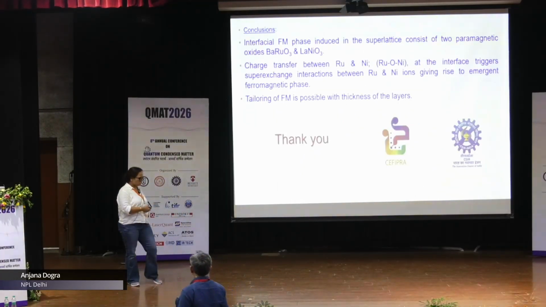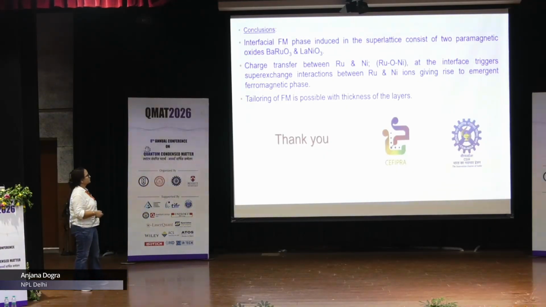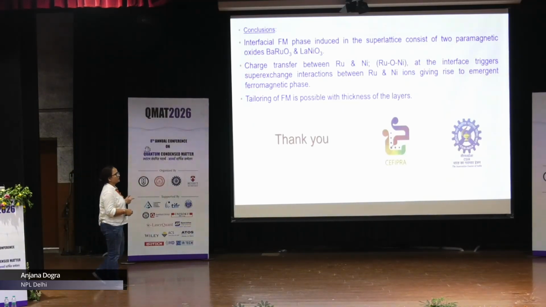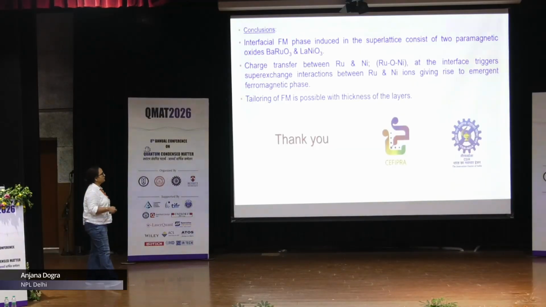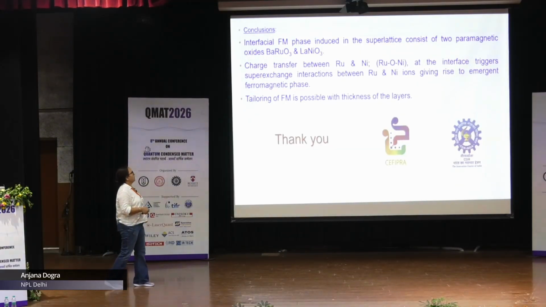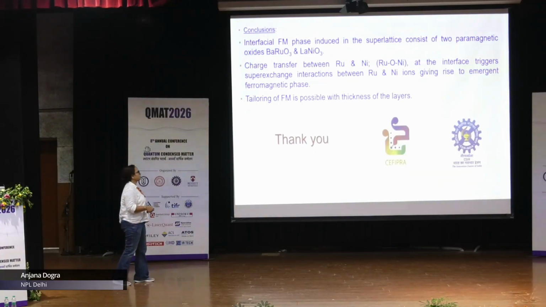With this I can conclude that an interfacial ferromagnetic phase is induced in the superlattice consisting of two paramagnetic oxides, which are BaRuO3 and LaNiO3. The major reason, which I was explaining in the first two slides, can be charge transfer between ruthenium and nickel, or a superexchange phenomenon between ruthenium, oxygen, and nickel, which can give rise to the ferromagnetic phase. So tailoring of ferromagnetism is possible with the thickness of the layers.